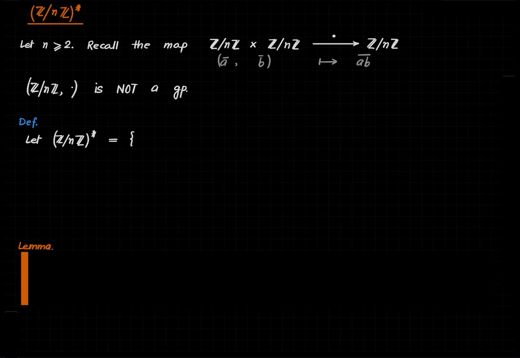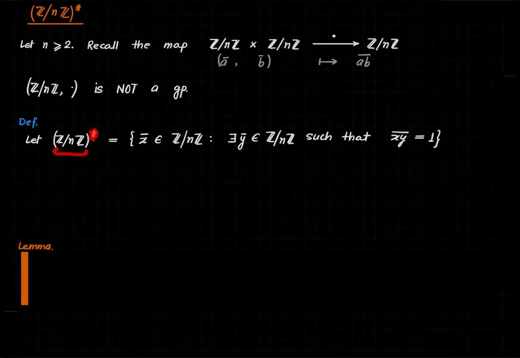as those things in Z mod nZ, let me write x bar, such that there exists y bar in Z mod nZ with the property that xy bar equals 1 bar. So the problem that arose in this being a group, we are just trying to forcefully fix it, right? Instead of writing this, I could have also written xy bar because that's the same thing. Okay, so this is how we define Z mod nZ star.